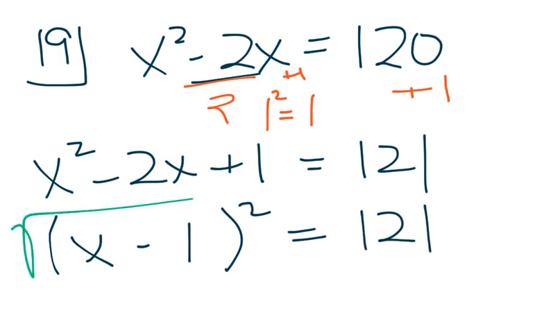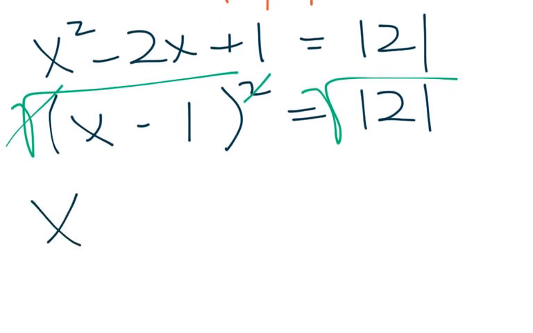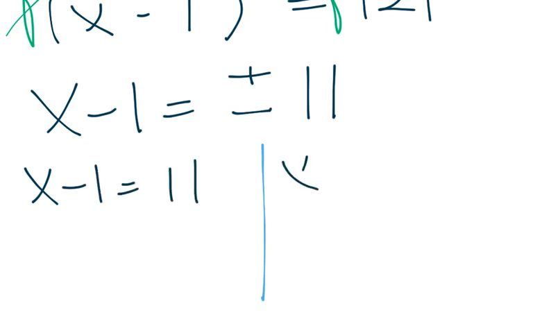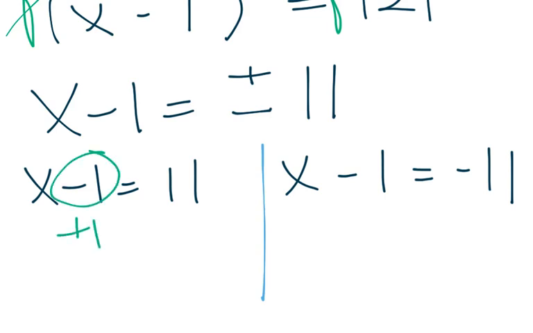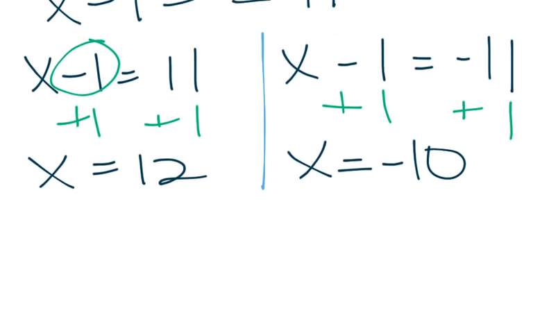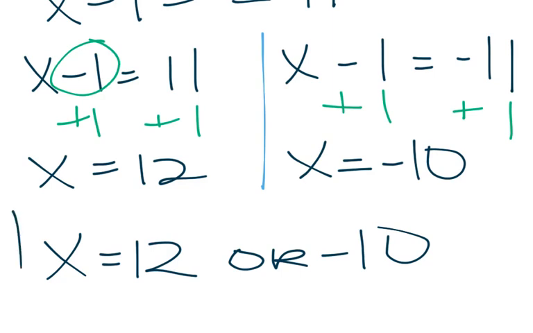Now we're going to find the square root of both sides. So this cancels this out, and x minus 1 equals positive or negative square root of 121, which is 11. So we're going to solve for these separately. So we have x minus 1 equals 11, or x minus 1 equals negative 11. So to get rid of this negative 1, we're going to add 1 to both sides. So x equals 12. Or if we add 1 to negative 11, we have x equals negative 10. So these are your answers for this problem, x equals 12 or negative 10.